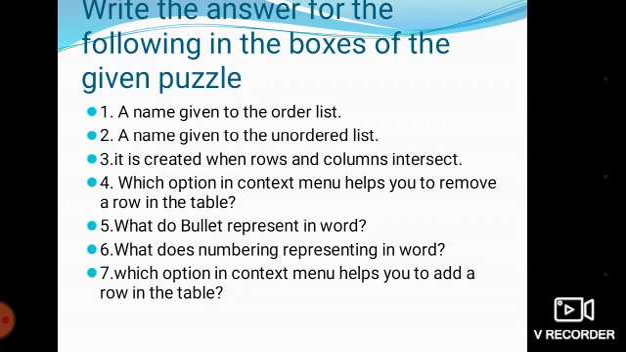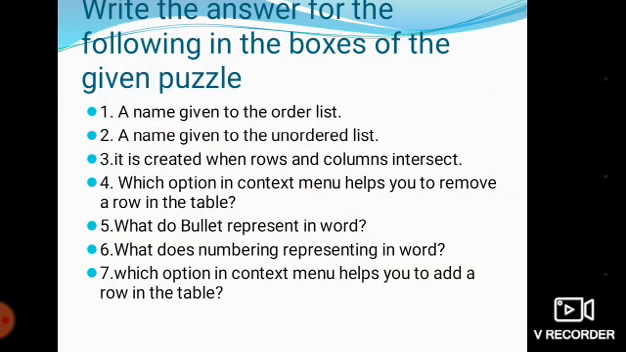Okay. Third question is, it is created when rows and columns intersect. The answer is cell. Okay children. Which option in the context menu helps you to remove a row in the table? The answer is delete. Very good, children.